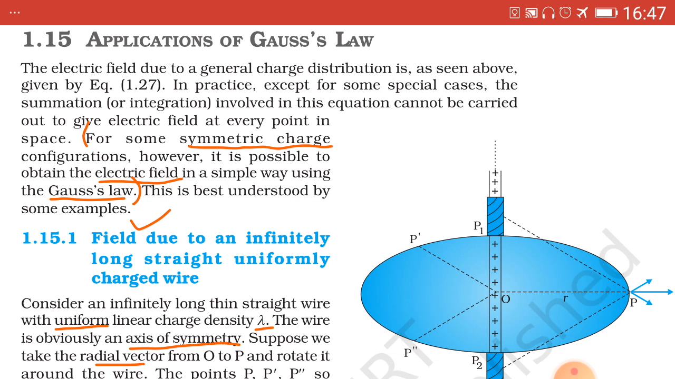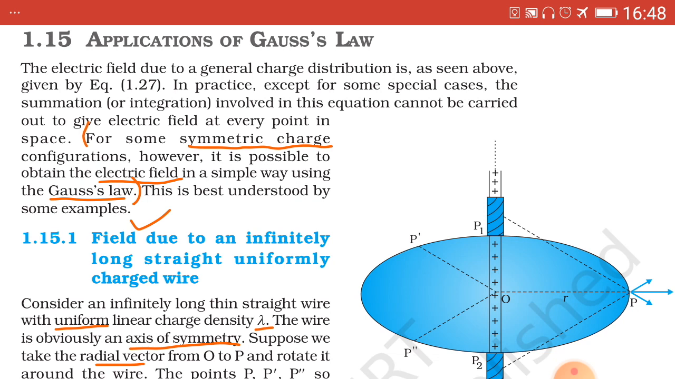Question number 2. State Gauss law. Full point. In the same question continue: obtain its general form considering the illustration of a sphere of radius r, which encloses a point charge q at its center, with the help of a figure. 3 marks.